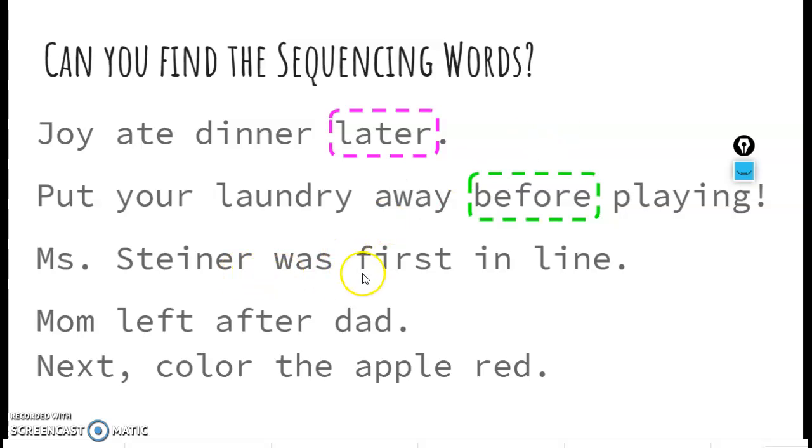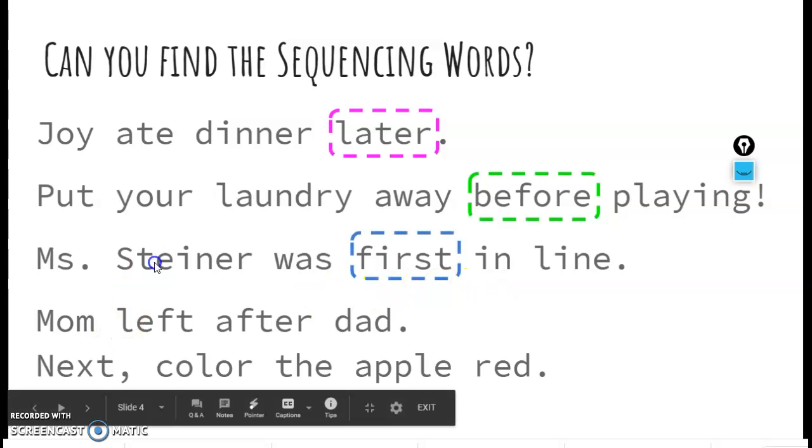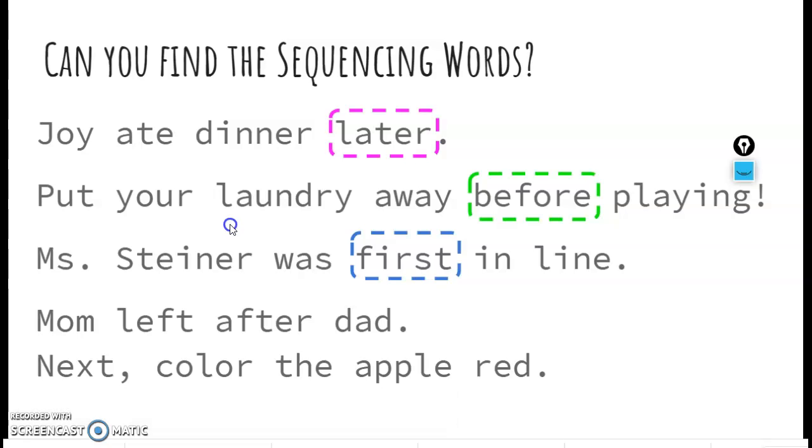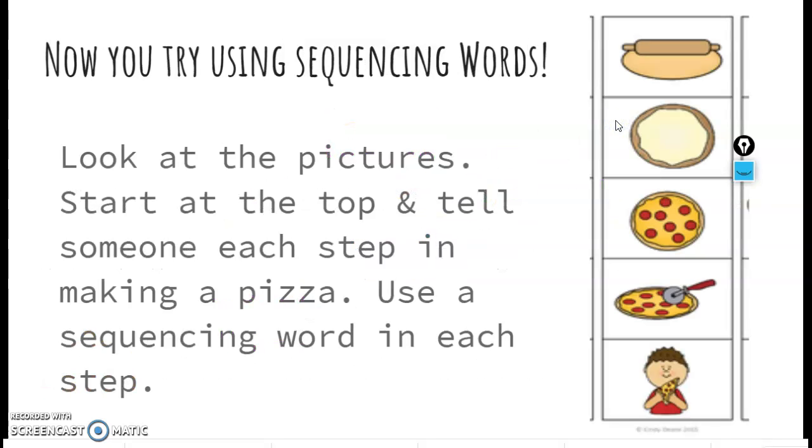Next, Miss Steiner was first in line. Which word is a sequencing word? It tells you the order or when I'm in line. First. Next one, Mom left after Dad. Which word tells us the order or when Mom left? After. And last one, next, color the apple red. Which word is a sequencing word? Next. Very good.